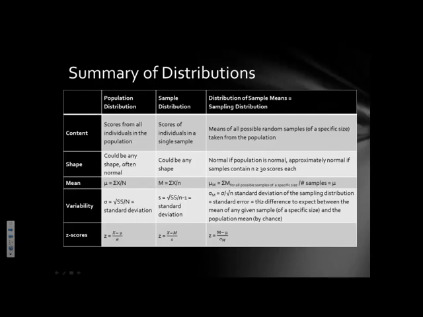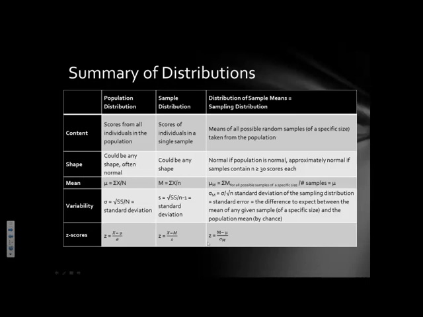And just as a reminder, the standard error tells you the difference to expect between the mean of any given sample of a specific sample size and the population mean just due to chance. So how far off is our sample mean going to be from our population mean? Whereas the standard deviation just said the difference to expect between any given score, not a sample, and the mean, be it the population mean or the sample mean.